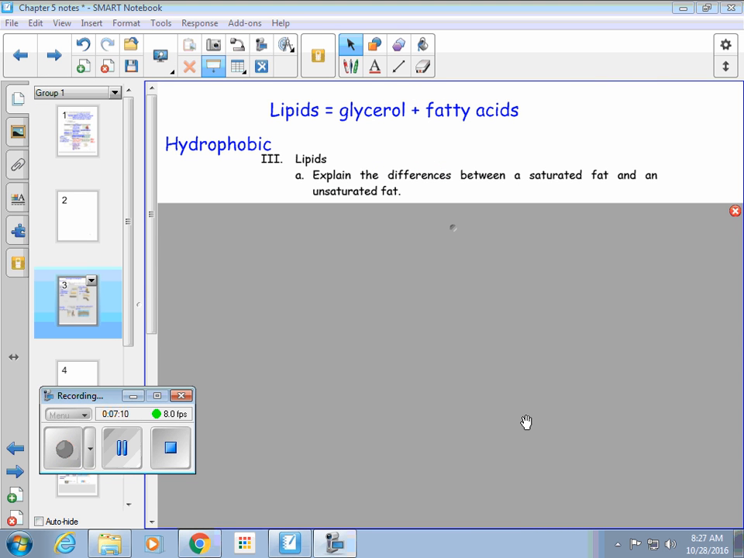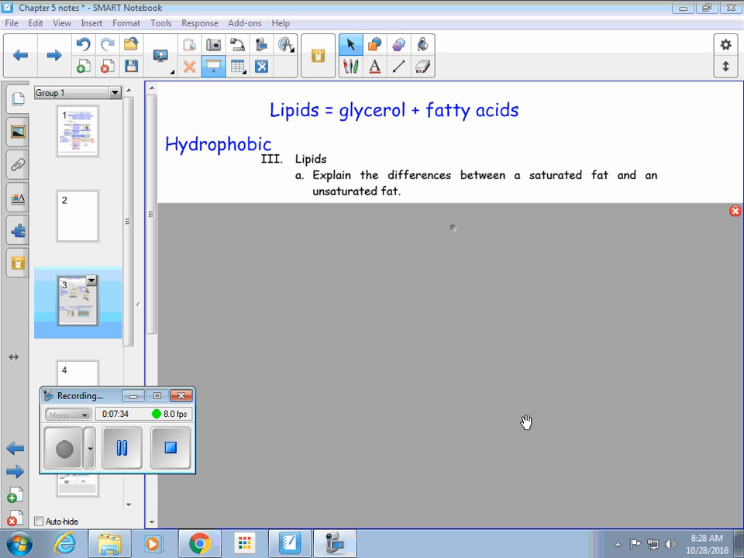Let's move over to lipids. Lipids are made up of glycerol and fatty acids. Those are the smallest components of lipids. Those would be the monomers of lipids. You can't get any smaller than that. However, once you see a picture of what they look like, glycerol and fatty acids together looks really huge. It's way bigger than a carbohydrate monomer or a protein monomer.